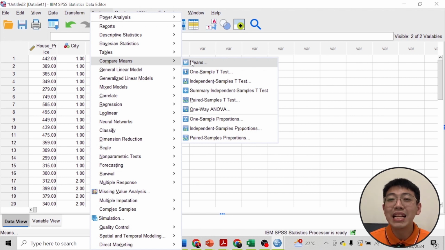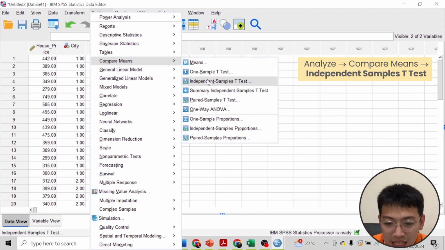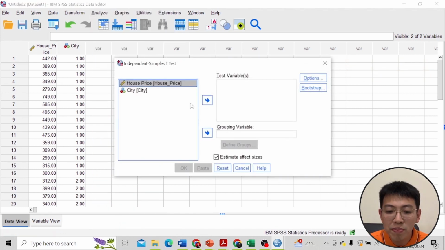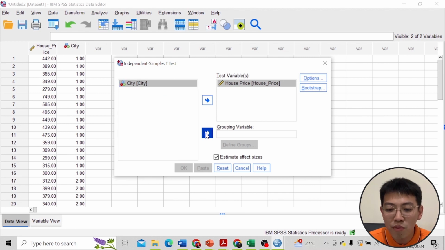We want to compare the mean of the house price in Antonio City and also River City. Of course, the samples of these two data are different. One in Antonio City and the second one in River City. So it is an independent sample. Therefore, we use the independent samples t-test. Just click this. The test variable will be the house price because we want to compare the house price. The grouping variable, we want to compare Antonio and River, right? Based on their city. Therefore, city is inputted in the grouping variable.